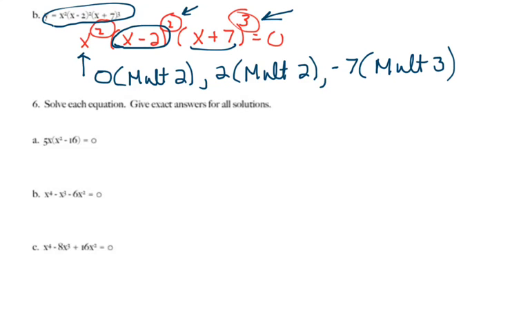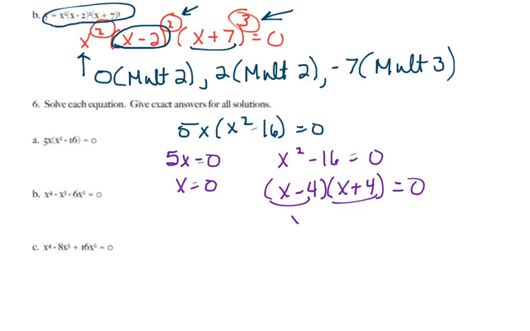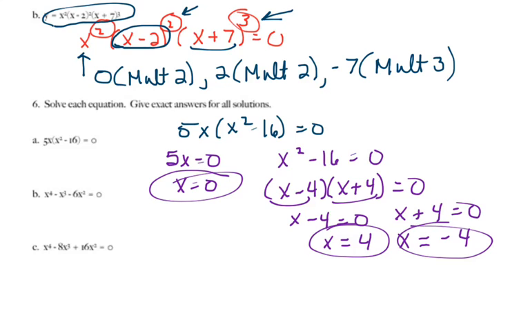Alright, 6a, we've got 5x times x squared minus 16 equals 0. This is also in factored form. 5x, what makes it equal 0? There's one answer. x squared minus 16 equals 0. There's a couple ways to solve it. I'm going to go ahead and solve it by factoring. And then these can each be set equal to 0. And I solve those. x is 4, x is negative 4. One answer, two answers, three answers.